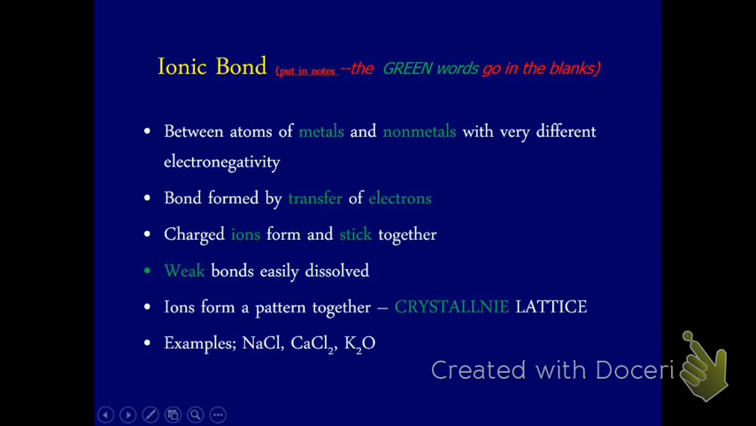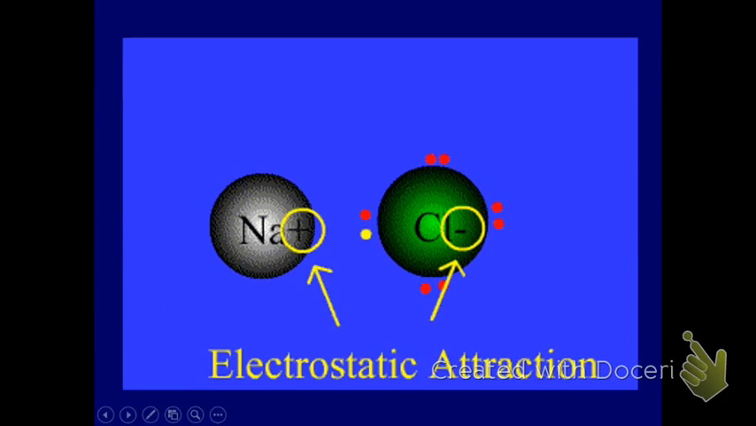So sodium chloride, calcium chloride, potassium iodide would be examples of ionic bonds. So again, metal to a nonmetal, and I can identify the sodium as the metal and the chlorine as the nonmetal. So we've got the attraction between that extra proton and that extra electron, and it causes them to stick together and form the molecule.